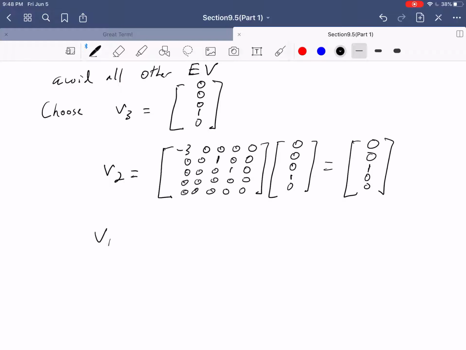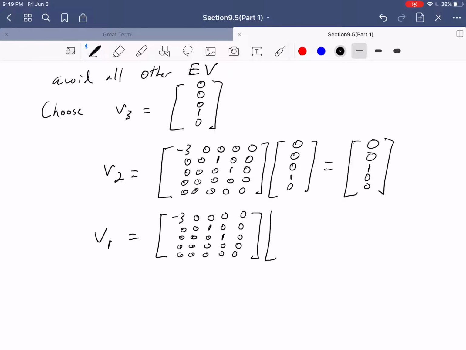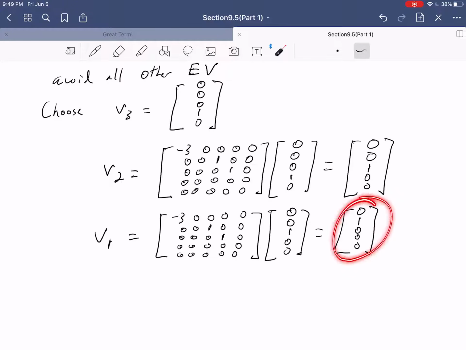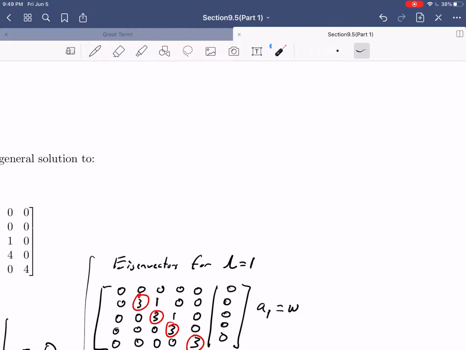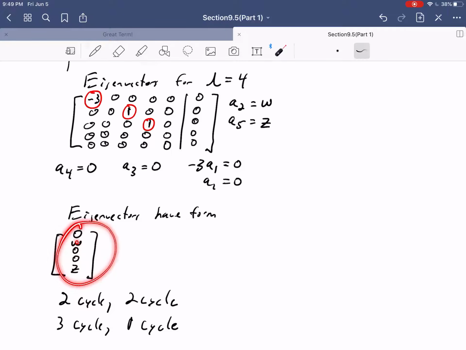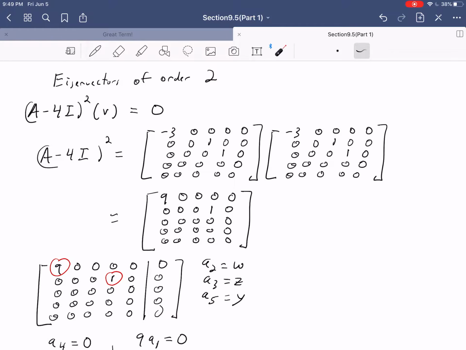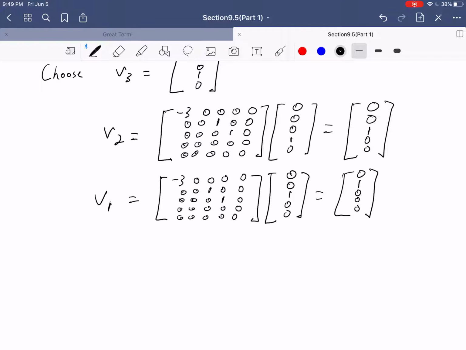What's the V1 then? Well, V1 is going to be negative 3, 0, 0, 0, 0, and so on, times that guy, 0, 0, 1, 0, 0. And if we do that, row times column is going to be 0. Row times column is going to be 1, then 0, 0, 0. So it chains to 0, 1, 0, 0, 0, which is of this form. It's the W equals 1, Z equals 0 form. So there we go. We're now ready to put all this together.